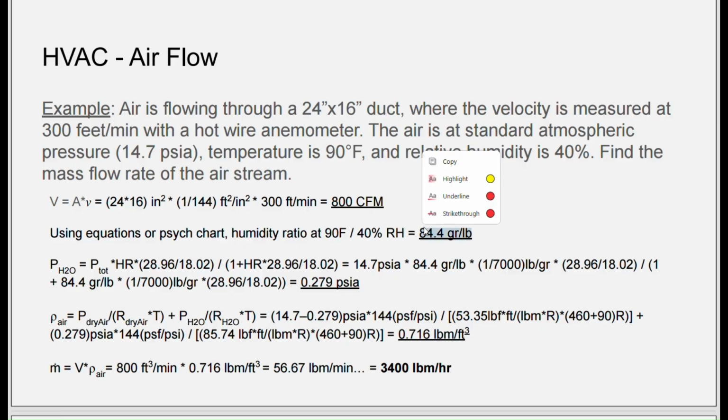We can use our equations from the other sheet to find that that is equivalent to 84.4 grains per pound. And if you know humidity ratio, you can calculate partial pressure. So our partial pressure of water vapor is going to be equal to our total pressure times humidity ratio times this molar mass ratio. I'm not going to say all these terms. Eventually, you find that our water vapor itself is at 0.279 psia.